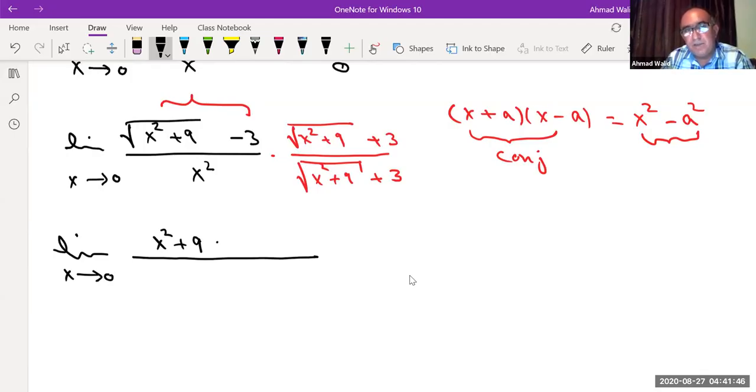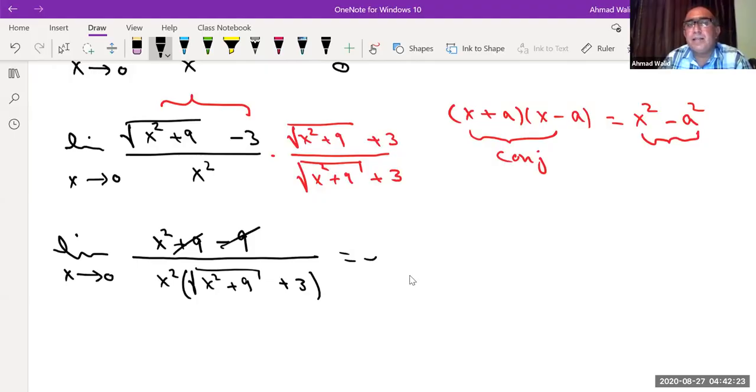Negative times positive gives you negative because you are again applying this rule, right? You see, x minus a times x plus a gives you x squared minus a squared, right? It means minus 9 over, keep the denominator the way it is, x squared, square root of x squared plus 9 plus 3. Negative 9, positive 9 cancels out.